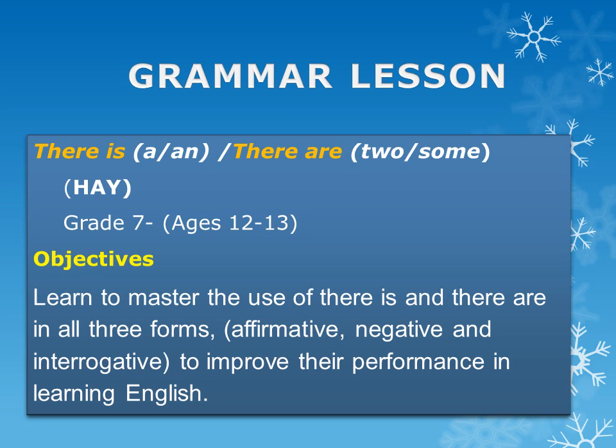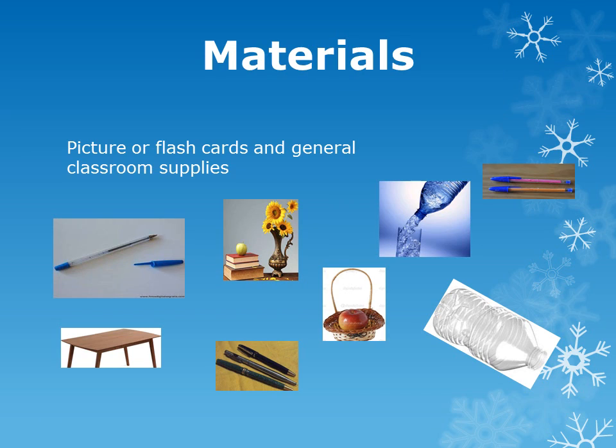Objectives: learn to master the use of there is and there are in all three forms, affirmative, negative, and interrogative, to improve their performance in learning English. Materials: pictures or flashcards, and in general, classroom supplies. All of these things I am going to use to support my explanation.